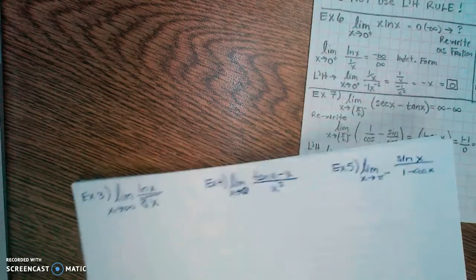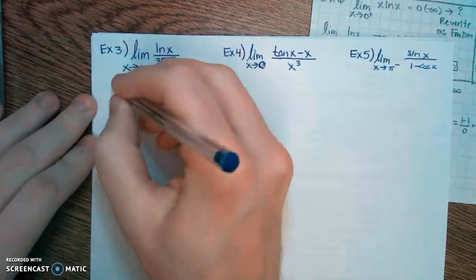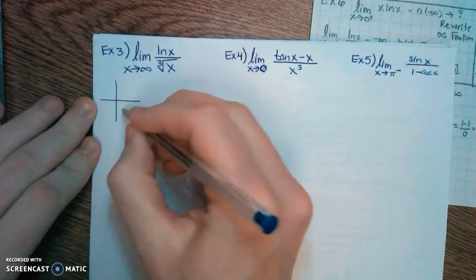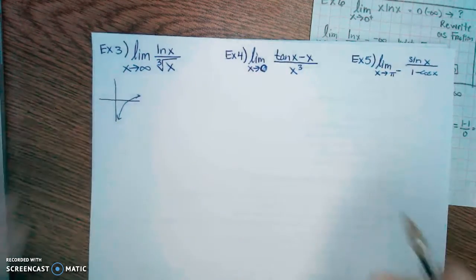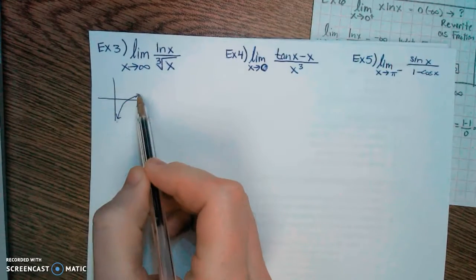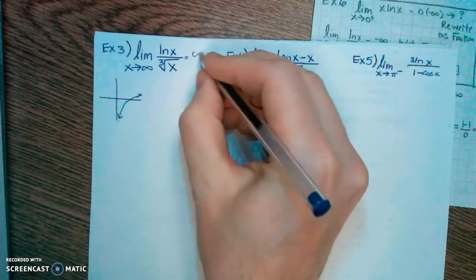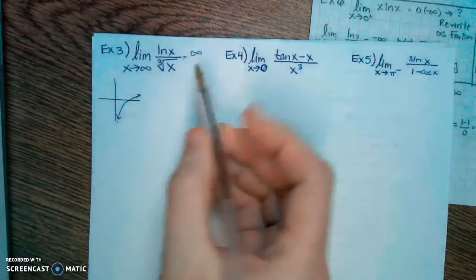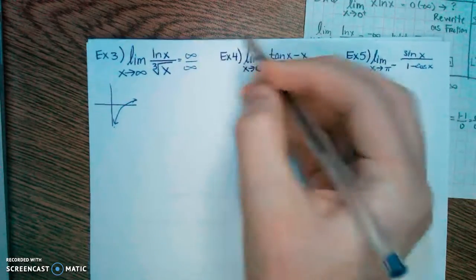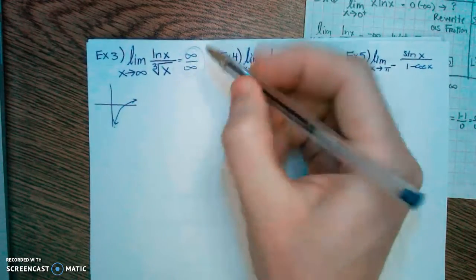Here in example 3, if we plug in infinity, let's think about what the natural log looks like. If we plug in infinity to the natural log, it is going to infinity. And then if we take the cubed root of infinity, we get infinity. So here we have this indeterminate form, and we can use L'Hopital's rule.